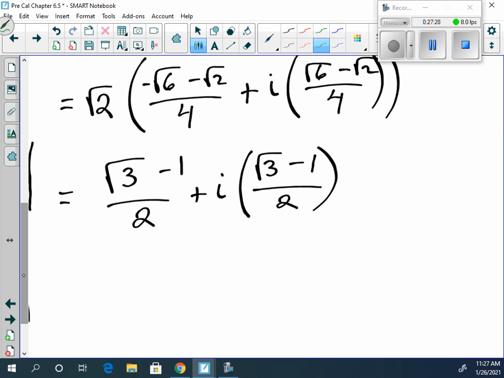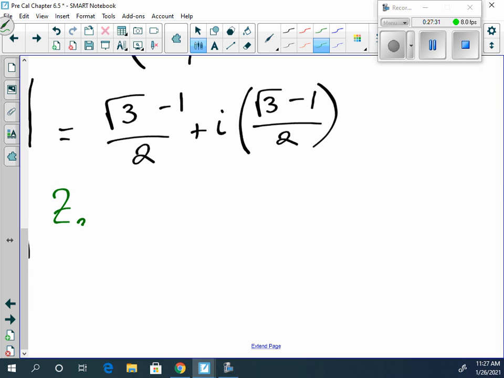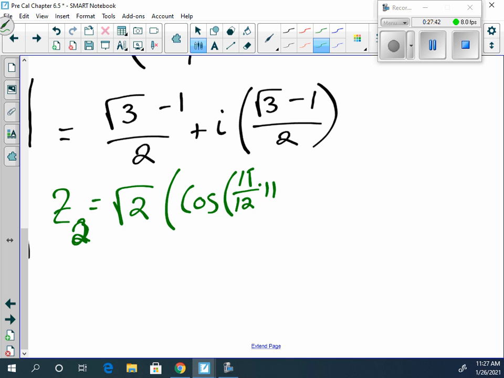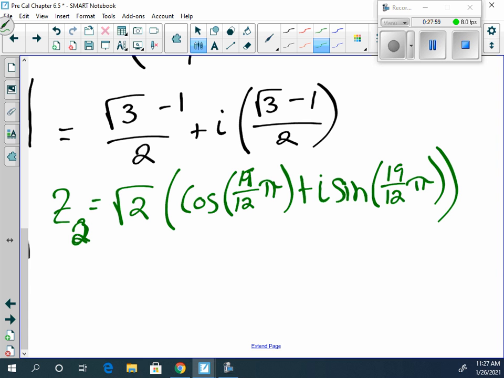Now, if we do the next one, Z sub 2, we'll still have the square root of 2. Now, we're going to do this again tomorrow. That's a 19, 19 over 12 pi, because we're plugging in 2 times 2 pi. So that'd be 4 pi. So 3 pi over 4 plus 4 pi over 3 would give us 19 pi over 12.